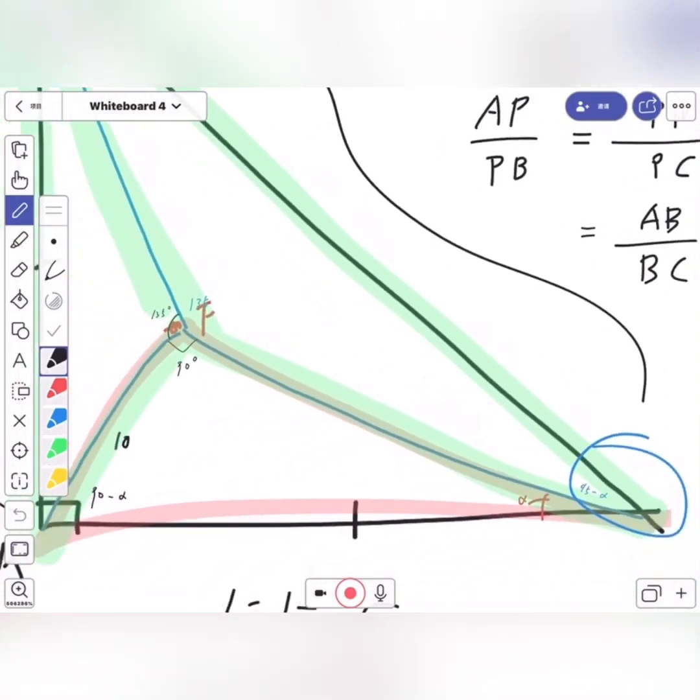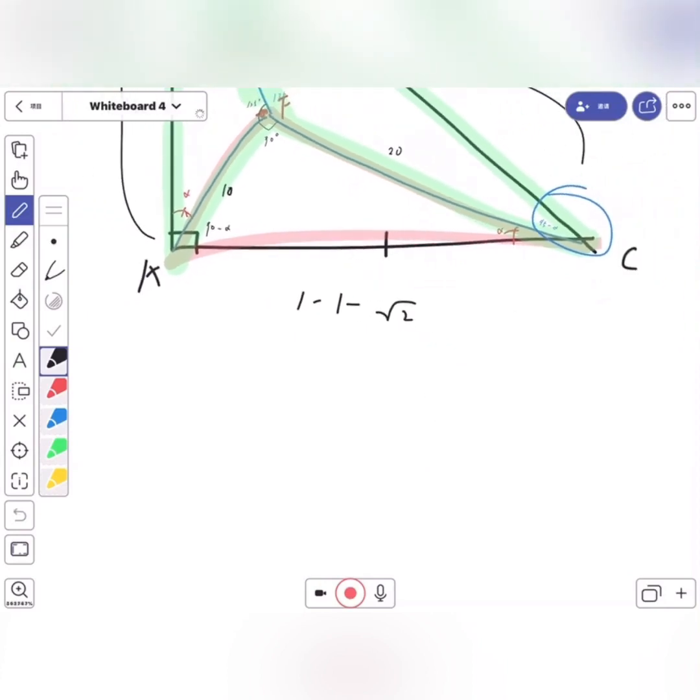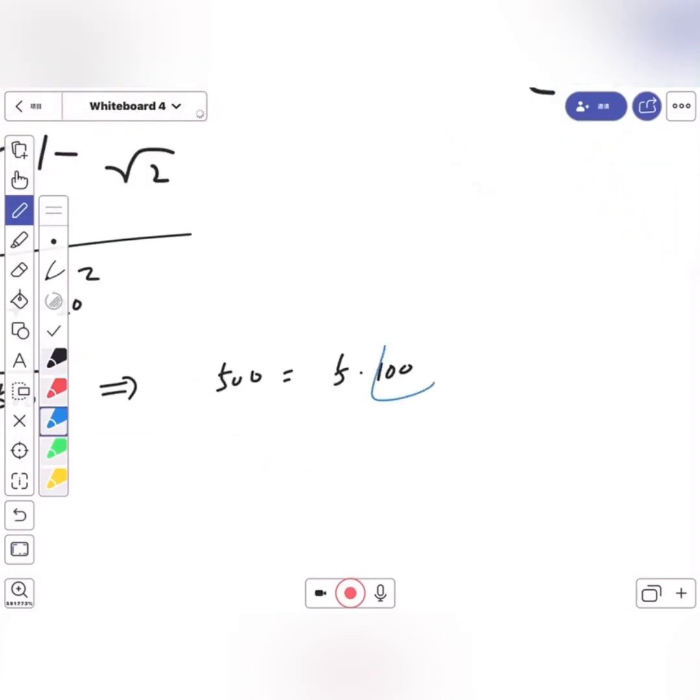Okay, so PC is equal to 20, and now the problem becomes really easy because AC is equal to the square root of 10 squared plus 20 squared, which is equal to the square root of 500. And 500 is equal to 5 times 100, but we know that this value is equal to 10 squared. So essentially the square root of 500 is equal to 10 times the square root of 5.